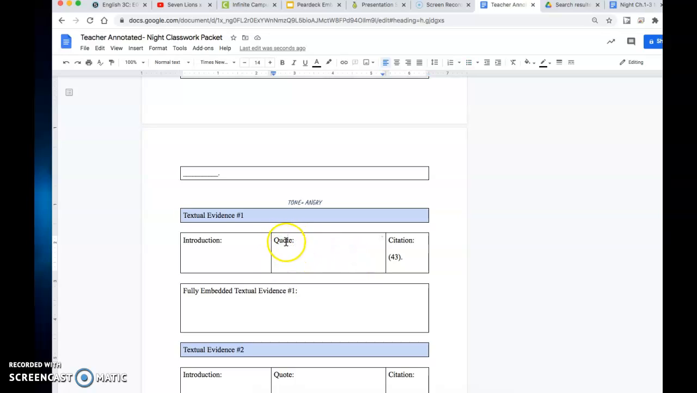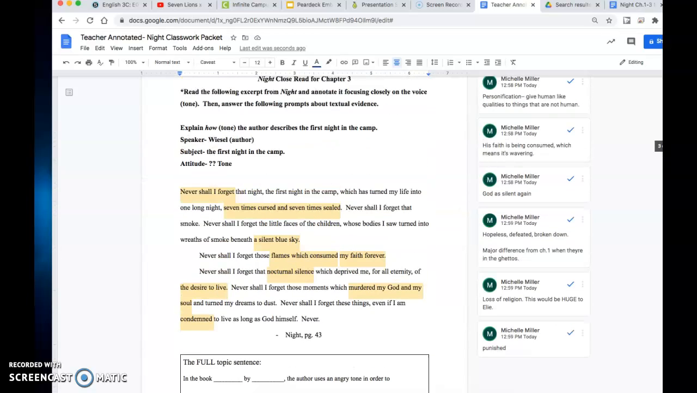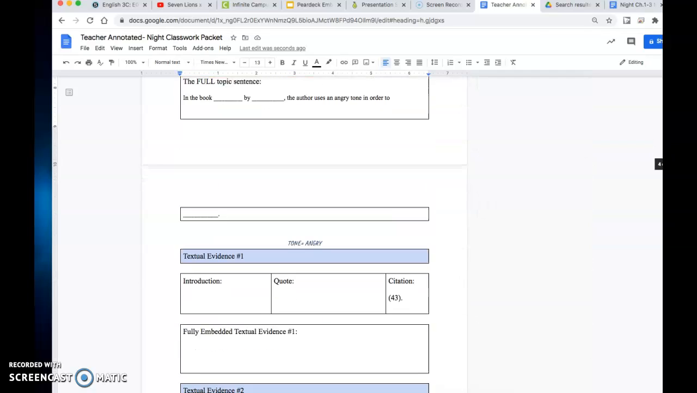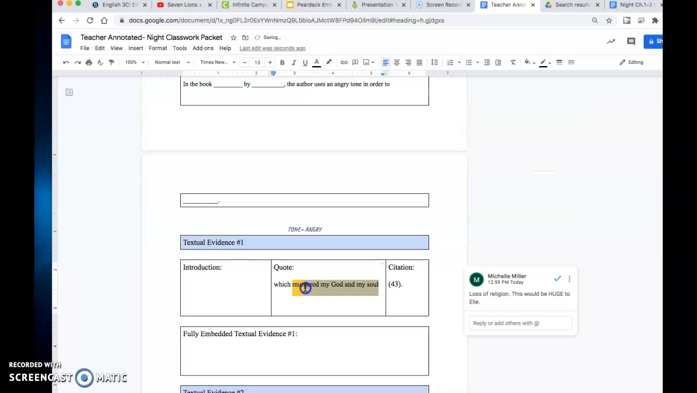So my job is to go back up into the close read and find a quote that demonstrates an angry tone. And there's quite a few of them, right? There's a lot of strong words here. For my paragraph, I'm going to use "which murdered my God and my soul." And I'm just going to paste the quote here without doing anything to it, without transforming it, without embedding it, right? This is my quote.